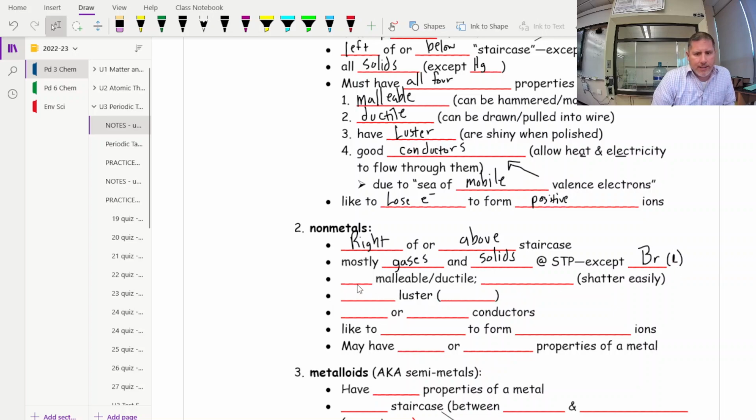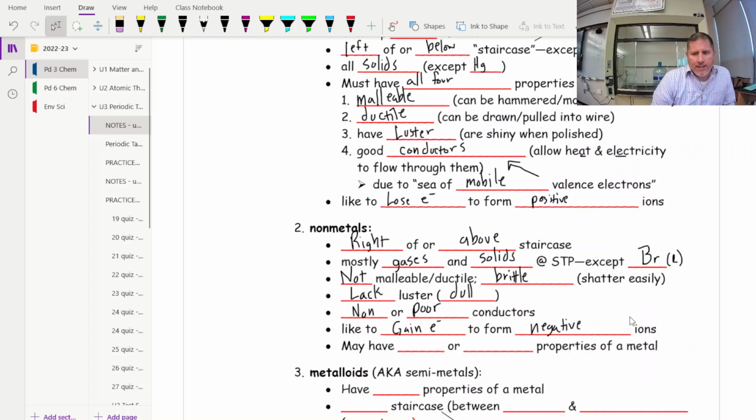They are not malleable or ductile, so you can't just roll out carbon into a wire. They're usually brittle. Think of charcoal, it shatters easily. They usually have no luster, so they lack luster. Literally, they lack luster, and they're dull. It's another word for dullness. They either don't conduct electricity or they're very poor conductors of electricity. They do like to gain an electron though. So they gain one or more electrons, and that forms negative ions.